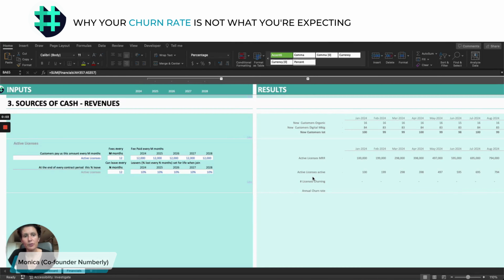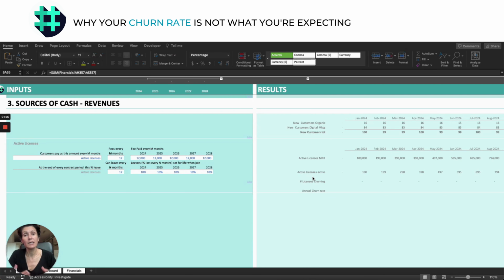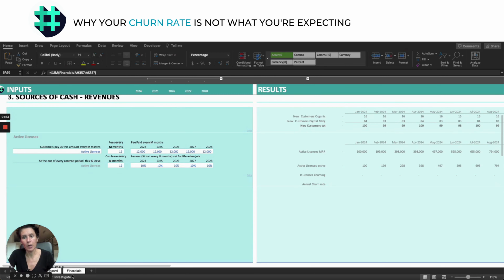I wanted to talk you through a concept that can be quite confusing for a lot of founders, which is churn rate, and why the churn rate that they're expecting to see may not necessarily be the rate that they do see when they're looking backwards. It's basically due to a mathematical difference, and I'm going to walk you through it right now.